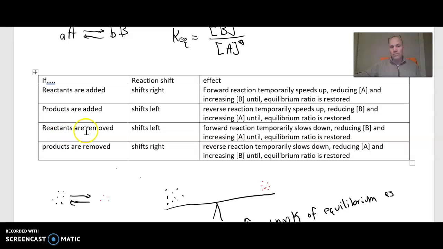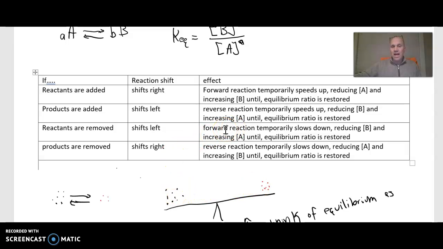What if reactants are removed? So what if this were to be at equilibrium and we took away some of these black things? Not reacting them to make red things, but we just took them away. Well, if you can envision this, this thing's going to level out a little bit more if we remove some of the stuff from over here. So how do we get it back to this equilibrium position? What we need to have happen is some of these red things need to be turned into some of these black things.